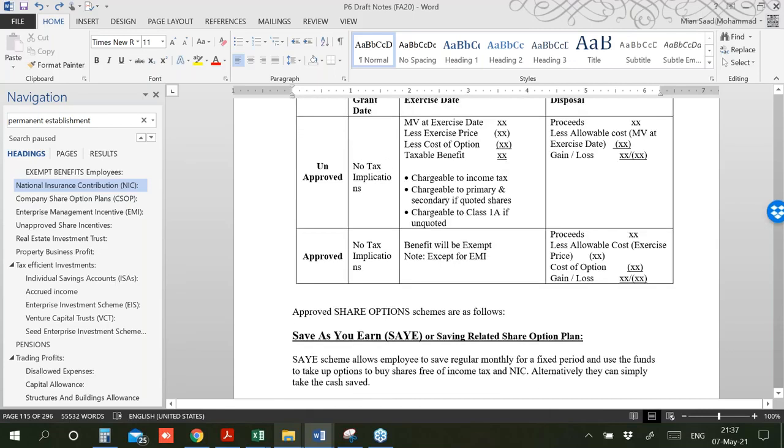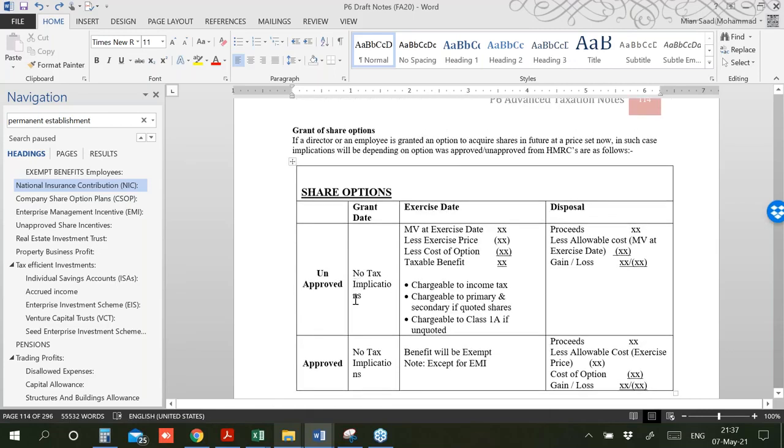And I have made a table at the start, which I showed you when we were studying EMI as well. So do remember, the only scenario in which an approved option scheme can be taxed at the grant date or exercise date is if it is an EMI scheme and the shares have been granted at a discount, and that particular scenario we have discussed as well.